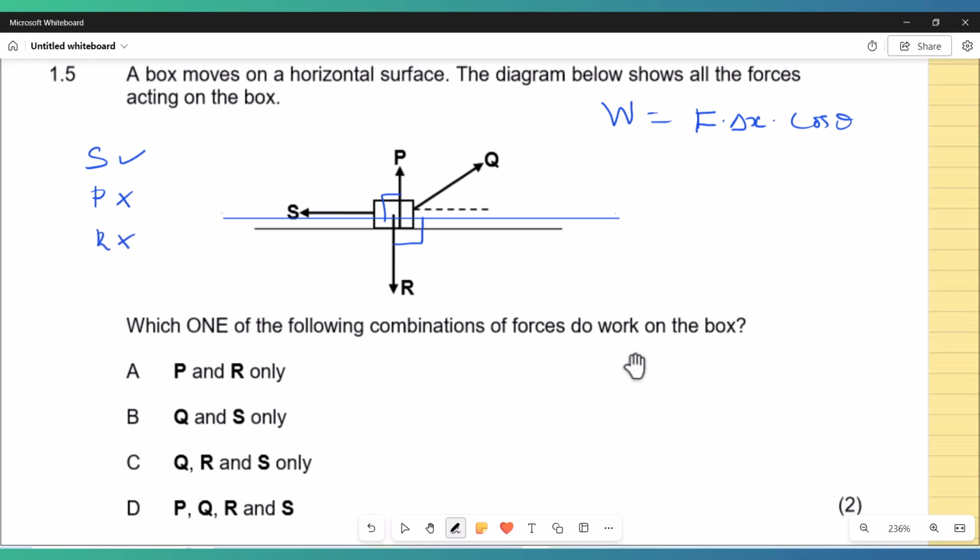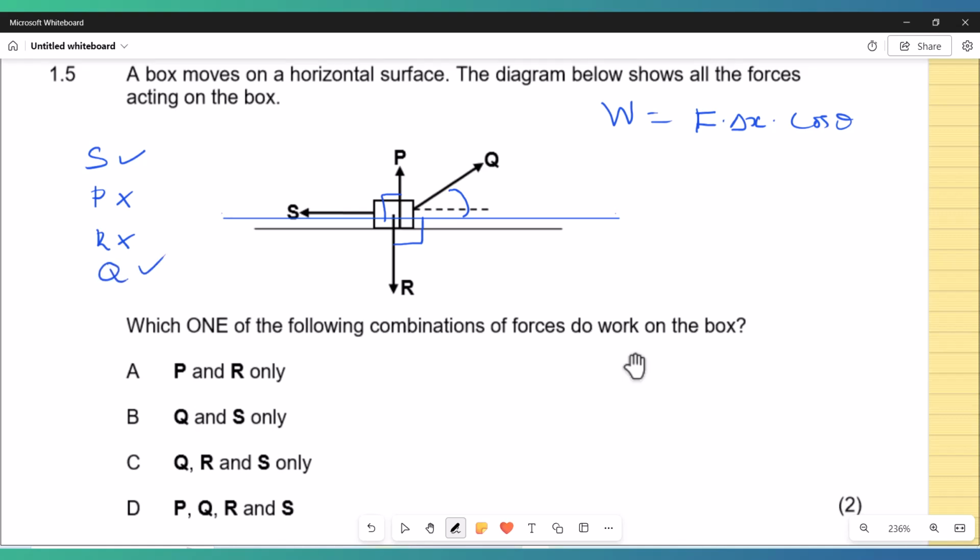Look at Q. Now Q is in this direction, which means our theta is like this. Our theta could be maybe 60 degrees. So cos of 60, which is a half, times delta x times force, I get positive work done, which is not 0. So my force Q does work.